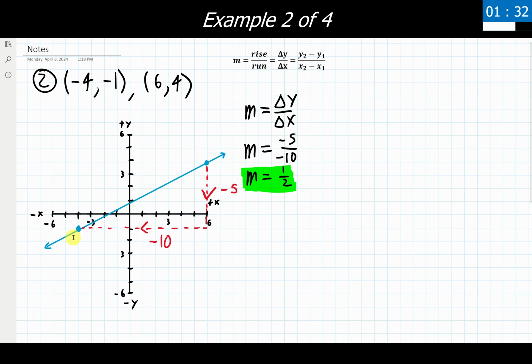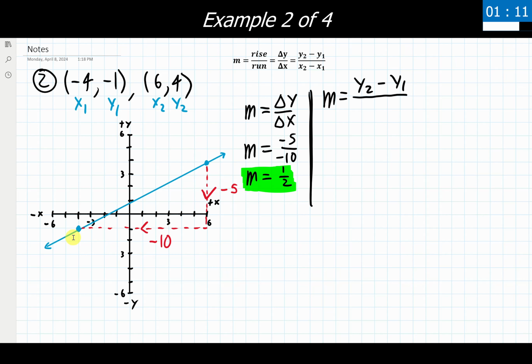Now let's go through and solve this thing algebraically. And again, with the algebraic process, it doesn't matter which one you label as point 1 and point 2. I'm going to choose point 1 to be this and point 2 to be this. And like we did previously, we're going to write out our general formula for ourselves. I think this is really good to write out each time to help us get this solidified in our head. But now I'm just going to plug my points into here and simplify this thing down.